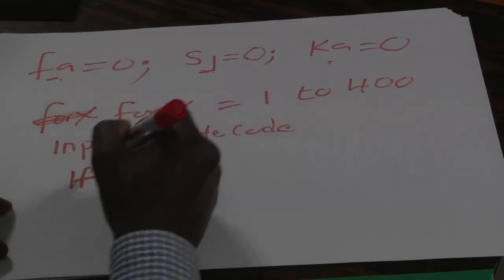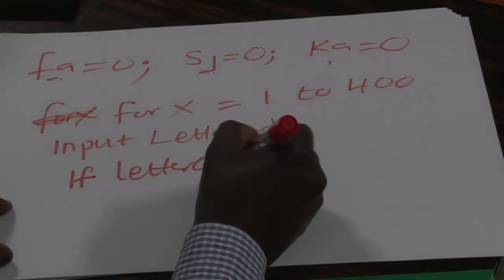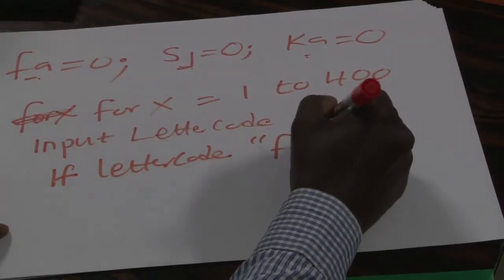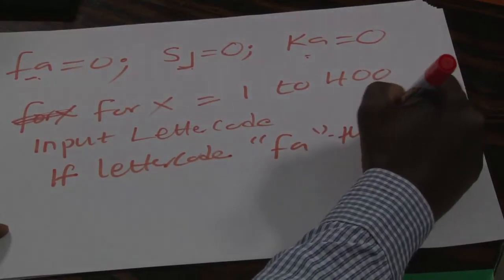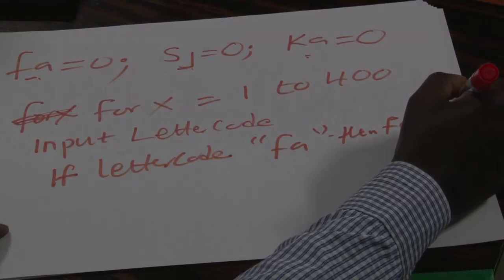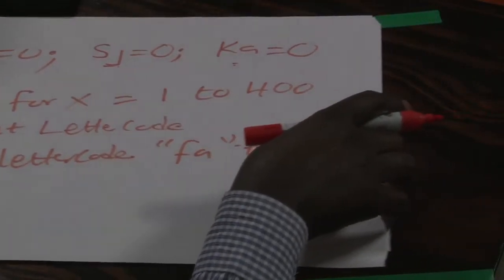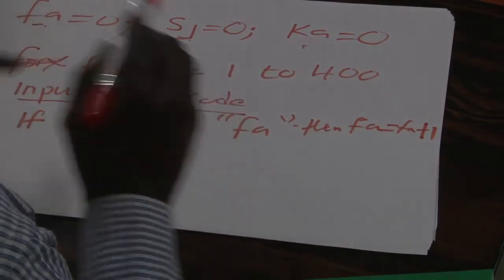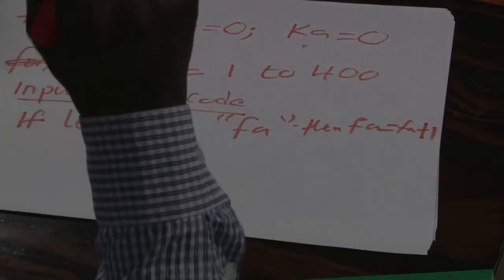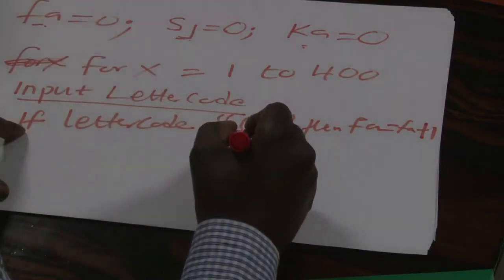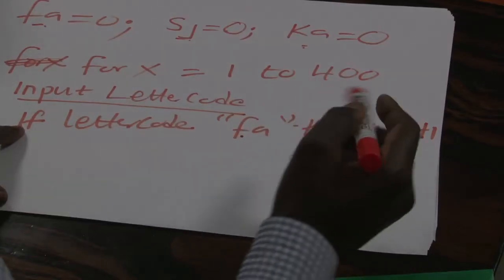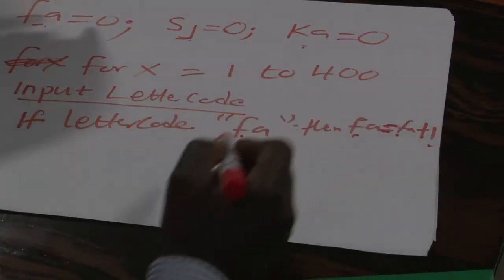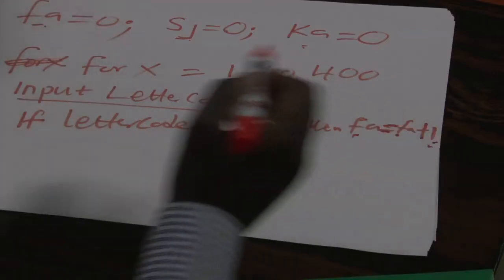So I will say if letter code, that is the letter code that the computer asks you to enter. If the letter code is FA, then FA is equal to FA plus 1. What does it mean? Remember, the computer asks you here, enter or input a letter code. Then you enter FA, for example. If the code you enter is FA, then FA is equal to FA plus 1. Why is it plus 1? Because FA was 0. Plus 1 in the sense that I've entered 1.